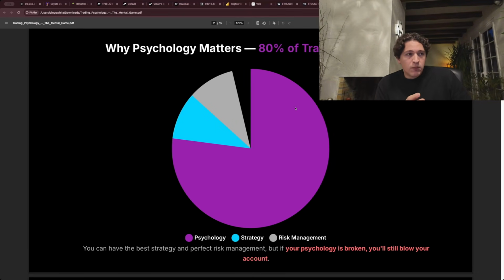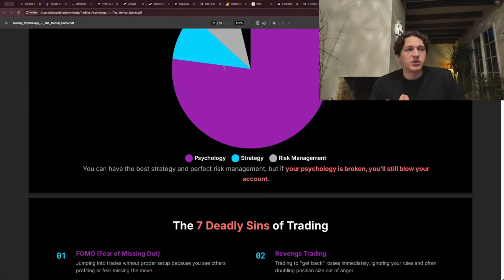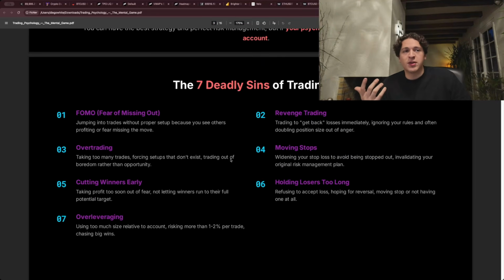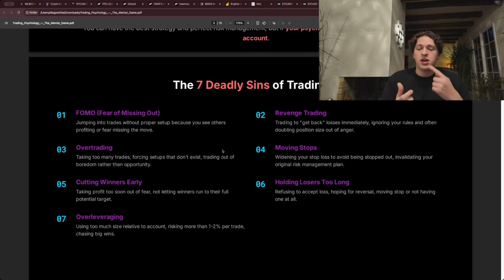So most of the people, they lose because of psychology, not really strategy. Well, risk management also, but for me, psychology and risk management, they are inside the same thing. Okay, there are basically three pillars in trading: psychology, risk management, and strategy. But risk management and psychology, they are kind of like twins. And so here are my 7 deadly sins of trading.